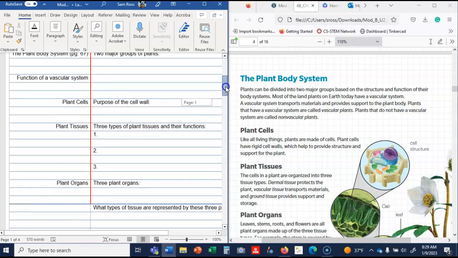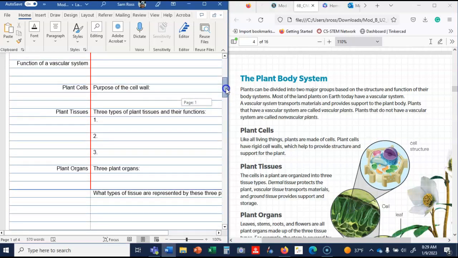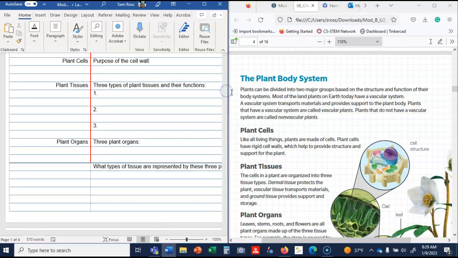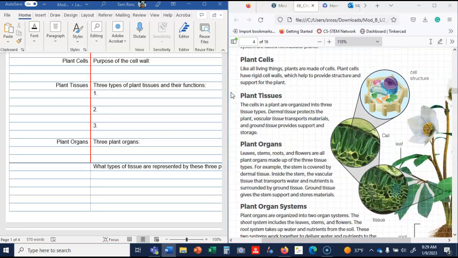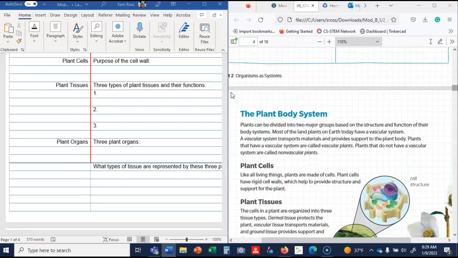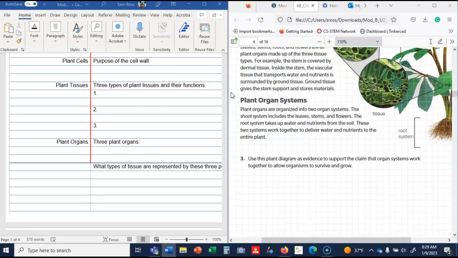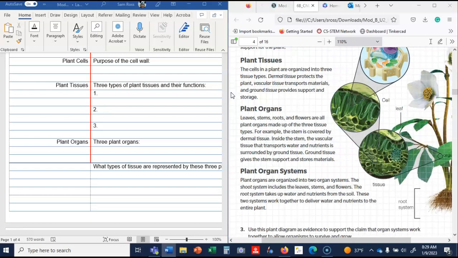Let's see where we're at. Why does it do that whenever? Okay, so we did that. Purpose of a cell wall. So let's go down a little bit and see if we can find that. Not seeing it.